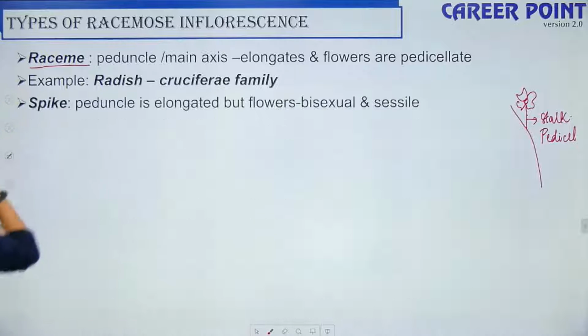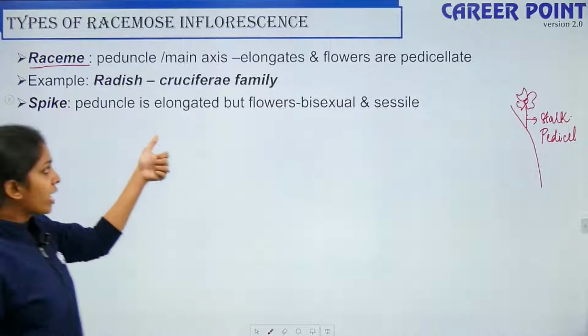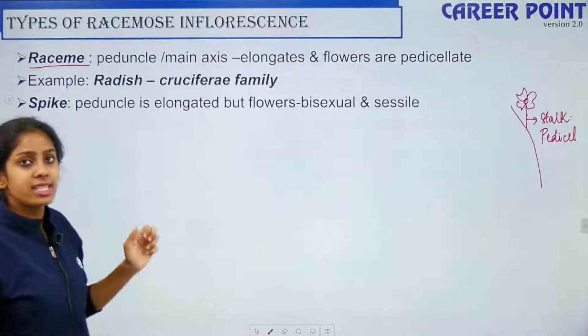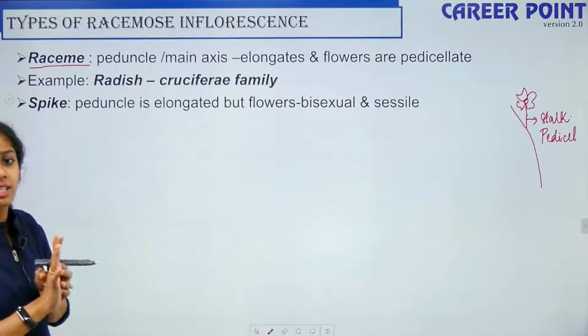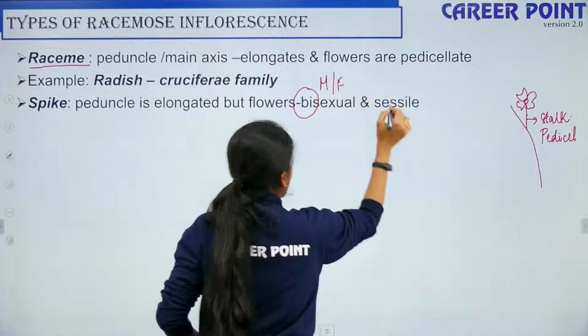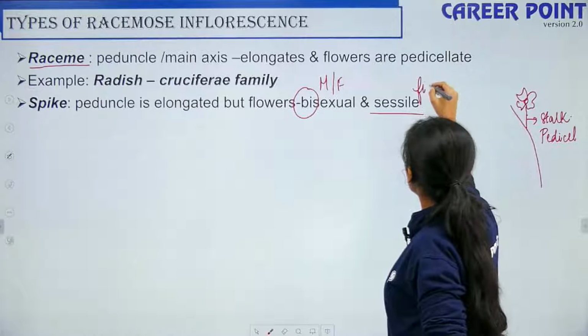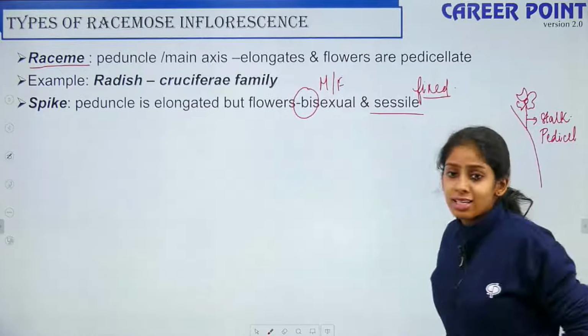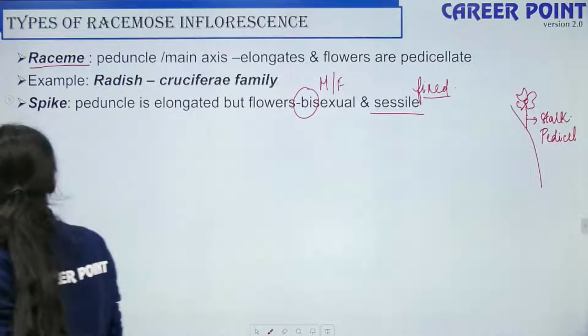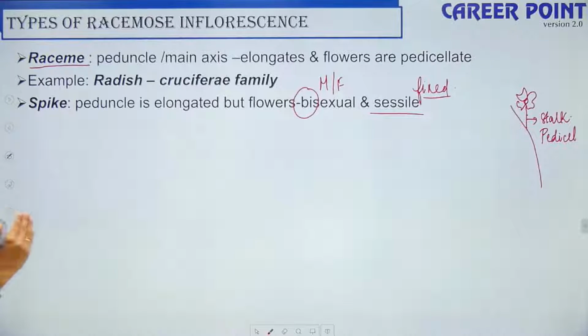Fine, the next type is spike. The peduncle is elongated, but the flowers are bisexual and sessile. The main axis is elongated, but the flowers are bisexual, so they have both sexes, male and female, and they are sessile. The flowers are fixed, they do not move. Sessile means immobile. That is your spike type of inflorescence. Ma'am, we are not able to imagine. Don't worry, I have pictures in the next slide. An example of spike is Achyranthes.